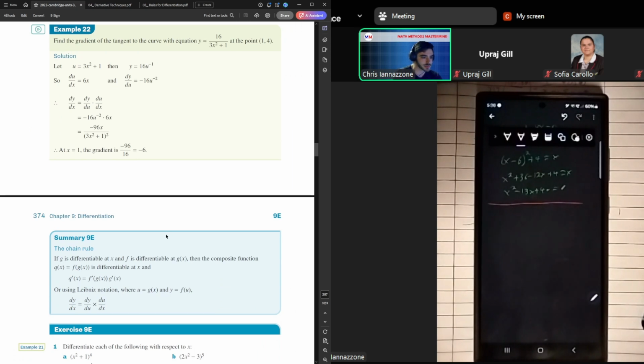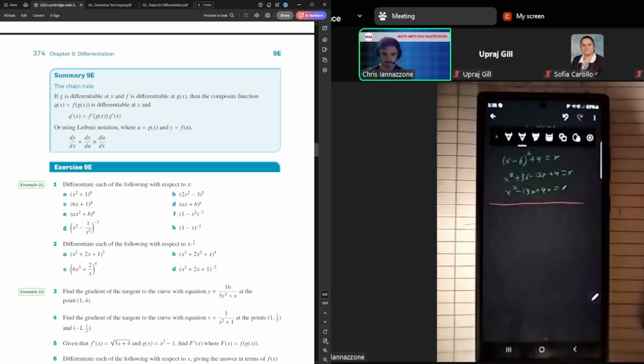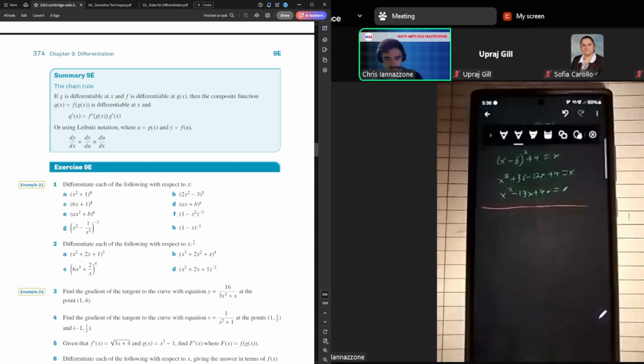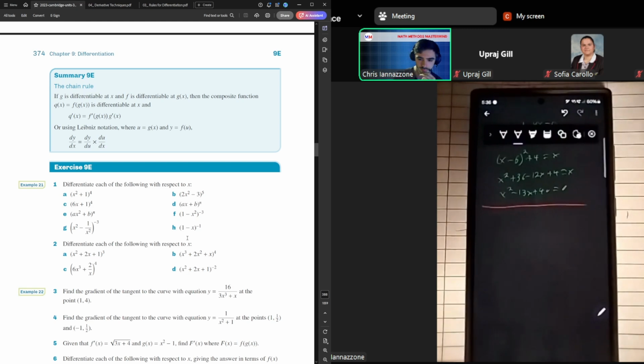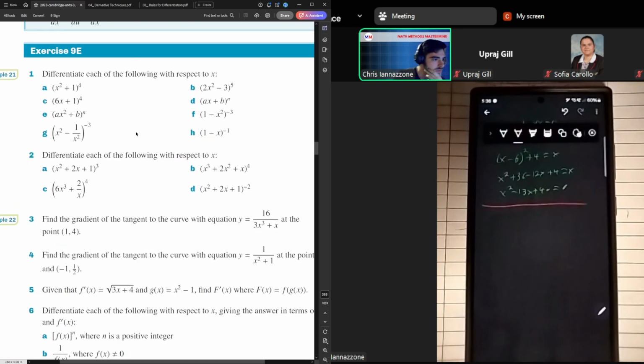Those are the given examples there as far as chain rule goes. Anything to clarify there before we get into some questions? Okay. So we're going to go through a few of these live now, just so we can test our understanding.